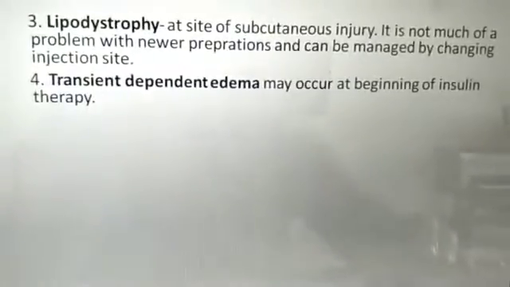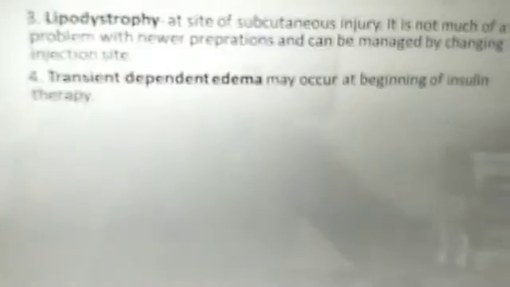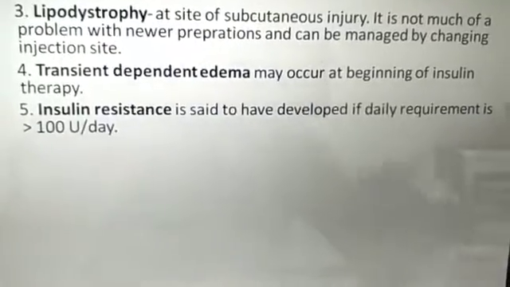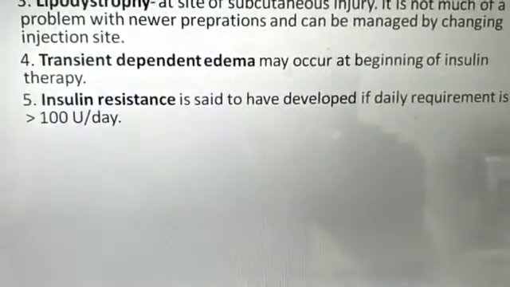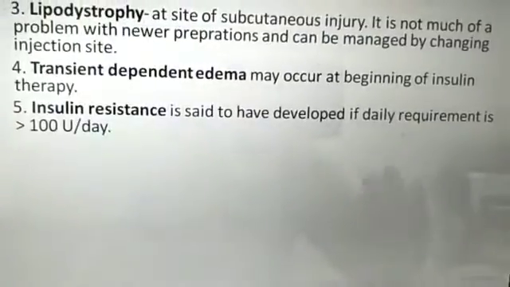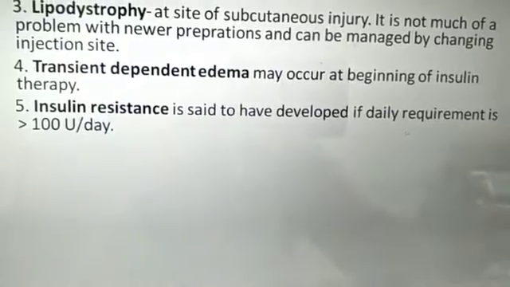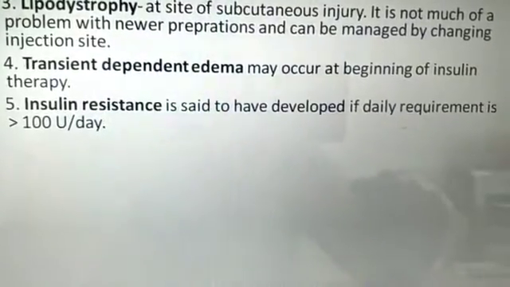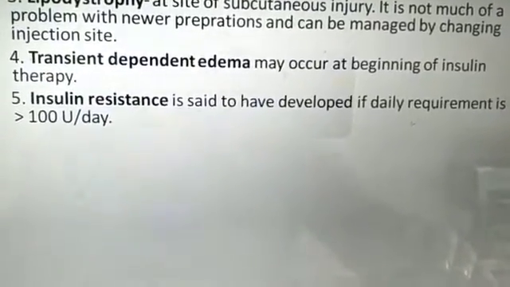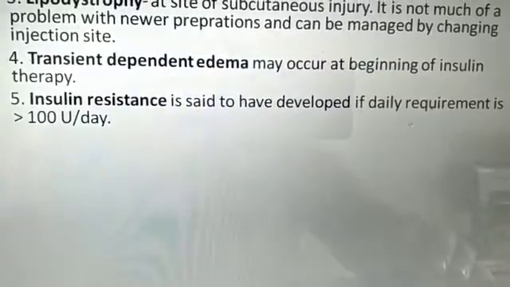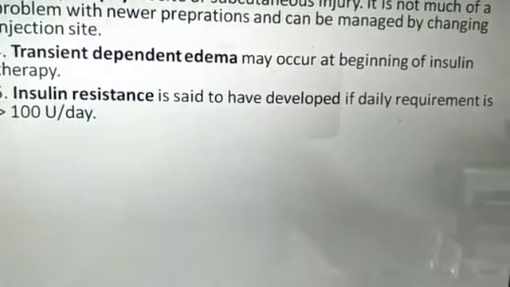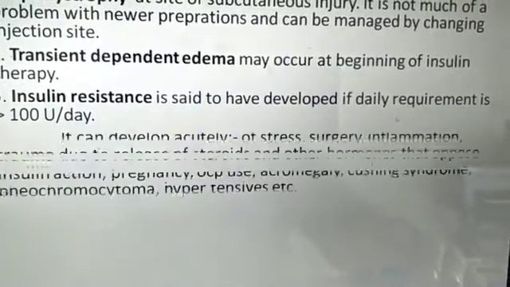At the beginning of therapy, some patients develop transient dependent edema. It is self-limiting. Now, another thing is insulin resistance, that we are giving insulin but the tissues are not responding to insulin. Insulin resistance is said to have developed if the requirement is more than 100 units in a day. If a patient requires more than 100 units per day dose of insulin, we say insulin resistance has developed.